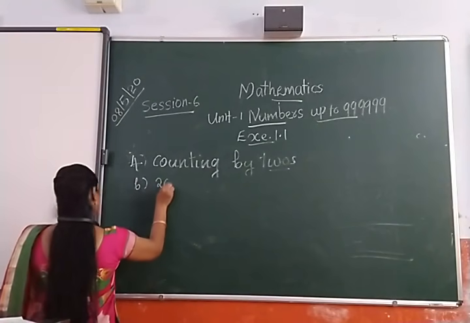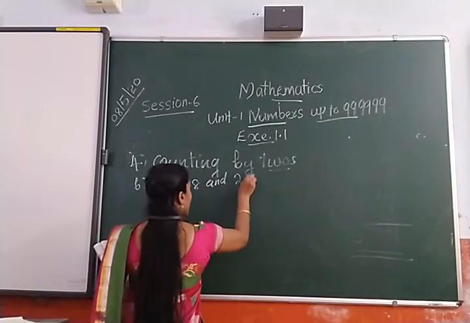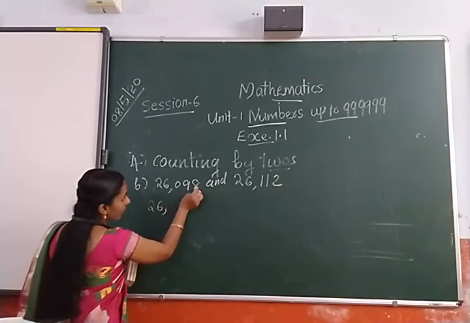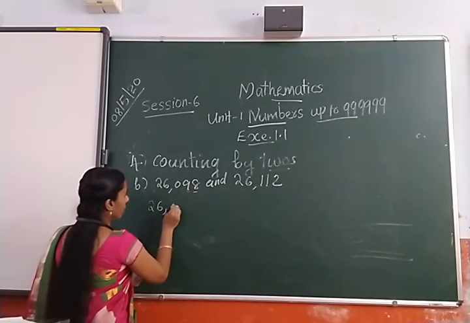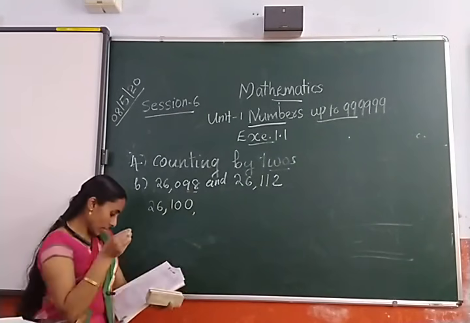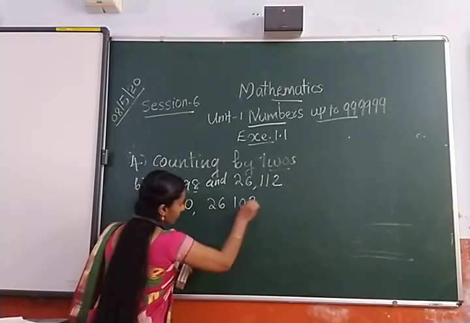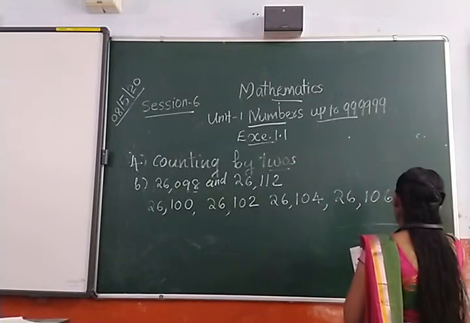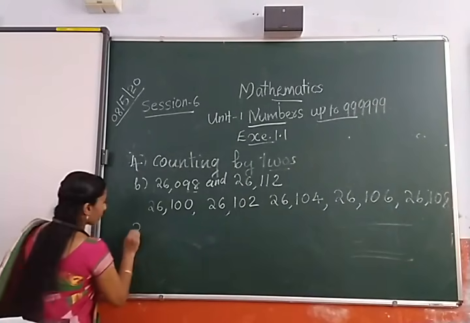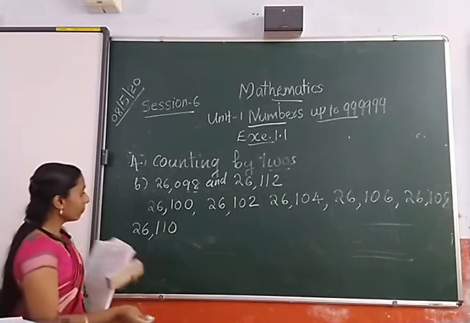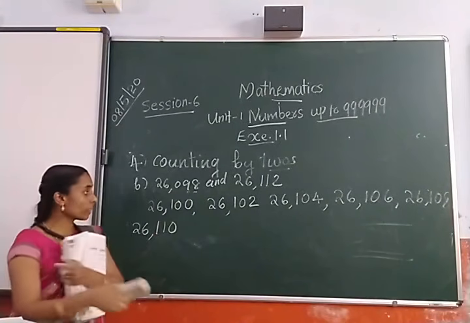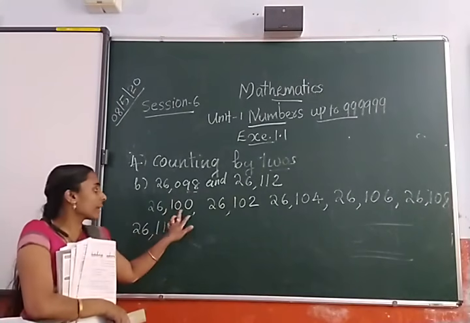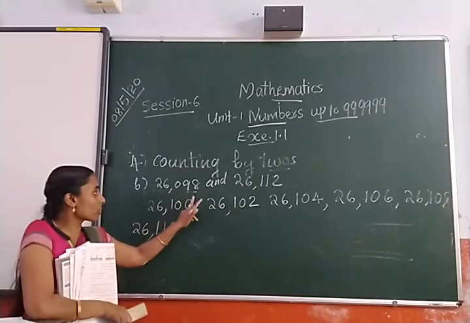Question number B. 26,098 and 26,112. How can you write? Only one place will change. Here, 26,098. After 98, it will change into 100. 26,100. Then 26,102, 26,104, 26,106, 26,108, 26,110. Okay? Here 26,098: 98 plus 2 is 100. So the 1 goes to the hundreds place and the tens and ones places become 0.